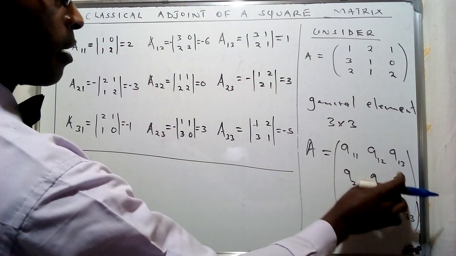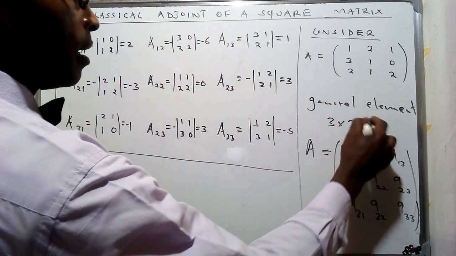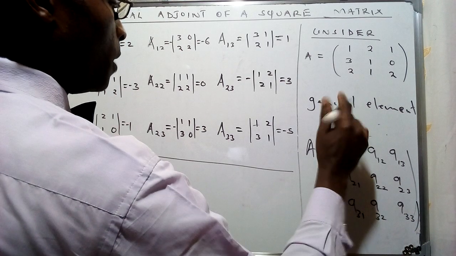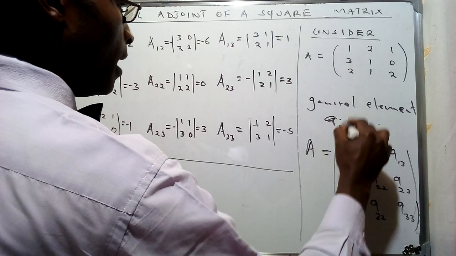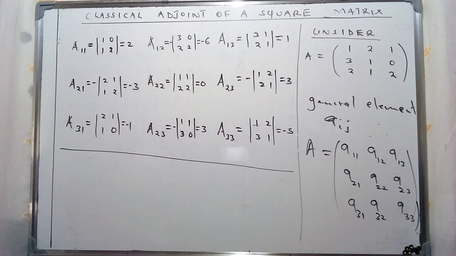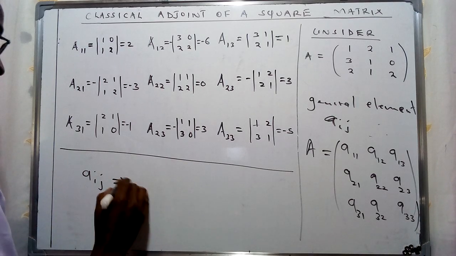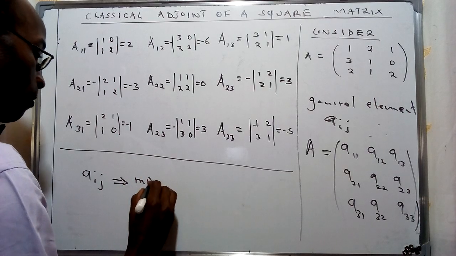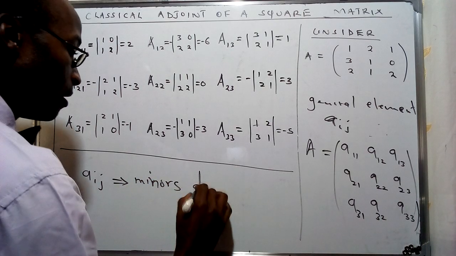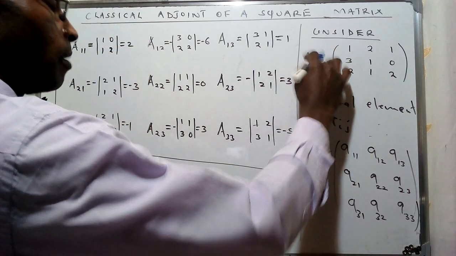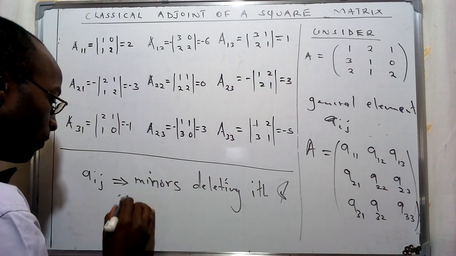So each of these elements is denoted using the ith row and jth column, which gives us the general case a_ij. We introduced the concept of minors and cofactors, whereby we said that for a general element a_ij, we can find what we refer to as the minor of this element by deleting the ith row of the matrix and the jth column.